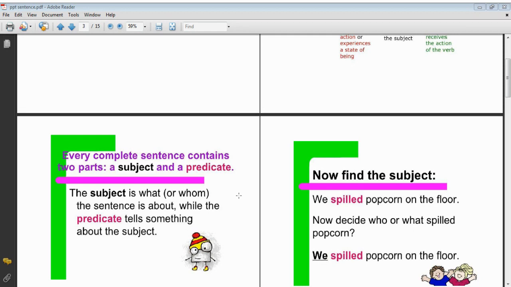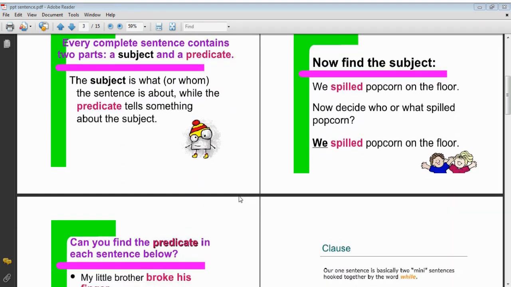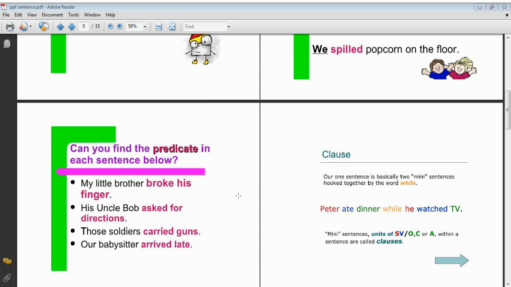Let's learn the whole concept with the help of examples. Suppose we spilled popcorn on the floor. Now decide who or what spilled popcorn. We spilled popcorn on the floor. It means "we" is acting as a subject over here in the sentence. Now, can we find the predicate in each sentence below? My little brother broke his finger. My little brother is the subject. Broke his finger is the later part of the sentence which describes the subject. So this is called predicate.